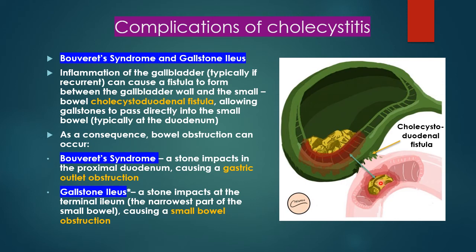Or, more commonly, the stone passes downwards through the small intestine and gets embedded or impacted at the ileocecal junction, which is the narrowest part of the intestine. That causes blockage there, causes obstruction of the small bowel, and that is known as gallstone ileus. So Bouveret syndrome and gallstone ileus are complications of cholecystitis where a cholecystoduodenal fistula is created.